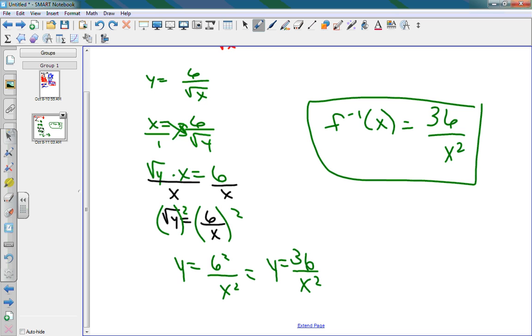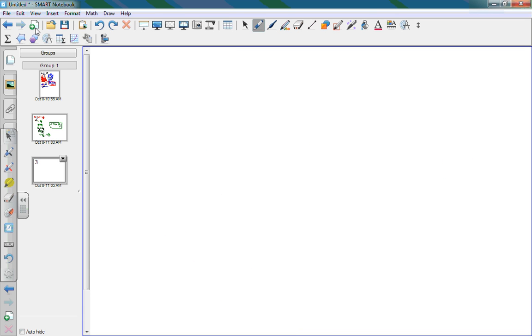Then prove that they're inverses. So I have f of x is equal to 6 over the square root of x, and then I have f inverse of x that I calculated to be 36 over x squared. Do we all see that, yay or nay? So if I've calculated that to be that, now I need to prove that these two are actually going to be inverses of each other. So how do I go about doing that?